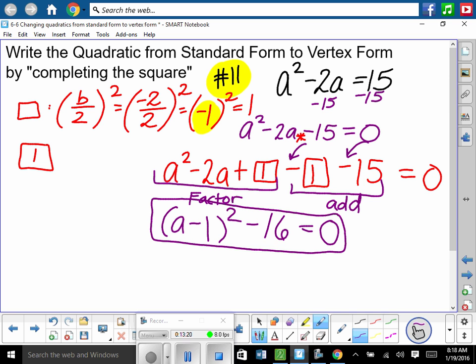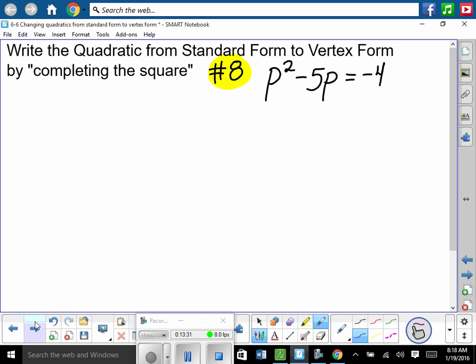So it's not super hard, it just takes practice, takes being precise. Okay, questions? Okay. Number 8, last one, because you're not always going to have whole numbers. It's going to sometimes come out to be fractions. So here's an example of when dealing with a fraction. So we're doing number 8 together.